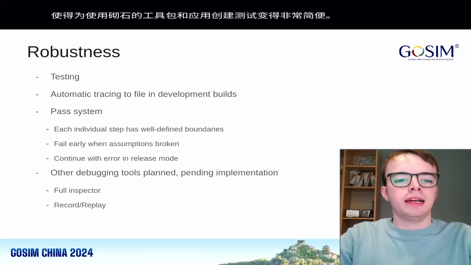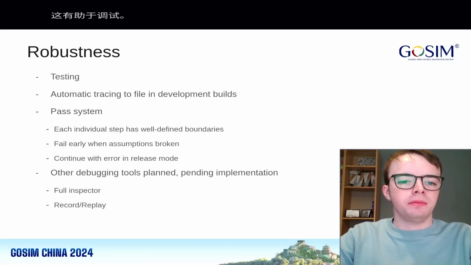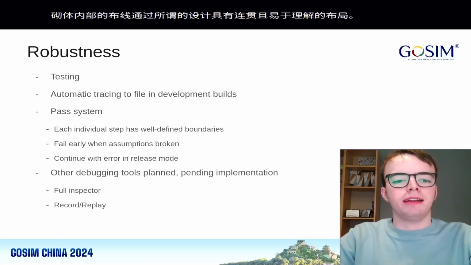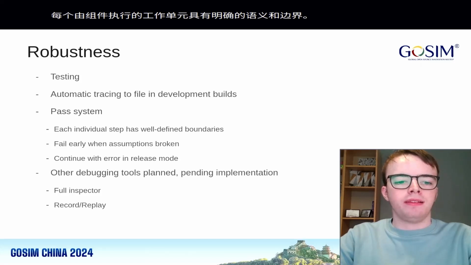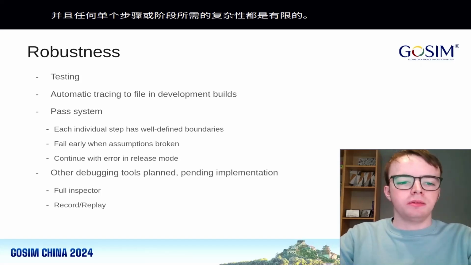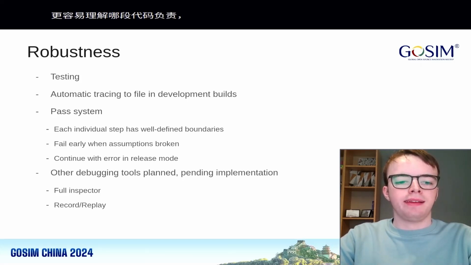The internal wiring of Masonry has a consistent and understandable design through the so-called path system. In this system, each unit of work which is performed by a widget has well-defined semantics and boundaries, and the required complexity of any individual pass or step is limited. This means that if something goes wrong, it can be easier to understand which code is responsible and resolve the issue. There are also many checks for things not working as expected, which causes a fatal error in debug mode.